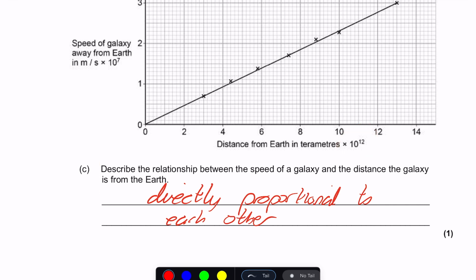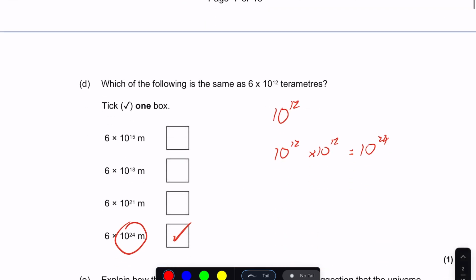Describe the relationship between the speed of a galaxy and the distance. So in other words, it's asking you to describe a straight line that passes through the origin. And you know in all of physics, when there's a straight line that passes through the origin, like when you do Hooke's law and the force is directly proportional to the extension, you've got a straight line through the origin, so it's directly proportional to each other. That's what we're looking for there.